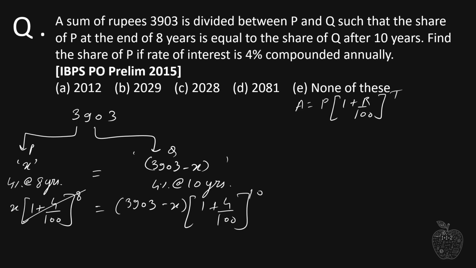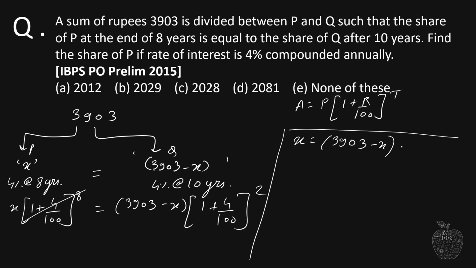Okay, so we can cancel these out. So this is 10 minus 8, we are left with 2, right? So we get X is equal to 3903 minus X, and 4 over 100 is 1 over 25, so we take LCM as 25. So 25 plus 1, we get 26, over 25 to the power 2. So we get X is equal to (3903 minus X) times 26 squared over 25 squared.